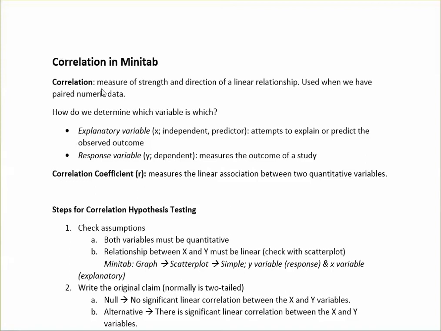So the correlation, once again, just review: a measure of strength and direction of a linear relationship, used when we have paired numeric data. Our explanatory variable is our x, our independent, our predictor. It attempts to explain or predict the observed outcome, where our response variable, our y, is the measure of the outcome of the study. The correlation coefficient r measures the linear association between the two quantitative variables. So I went into a lot more detail on that last week.